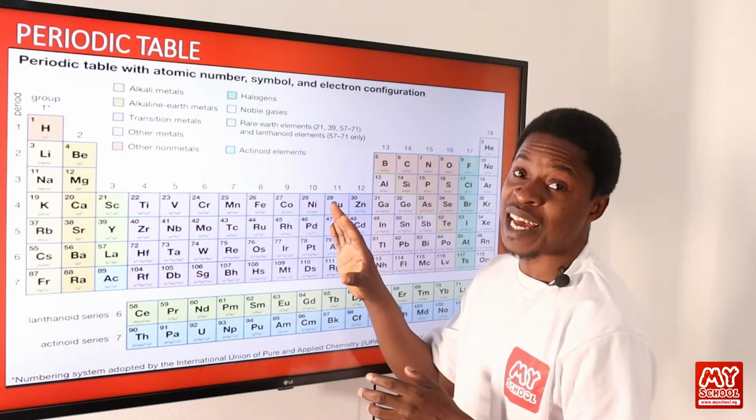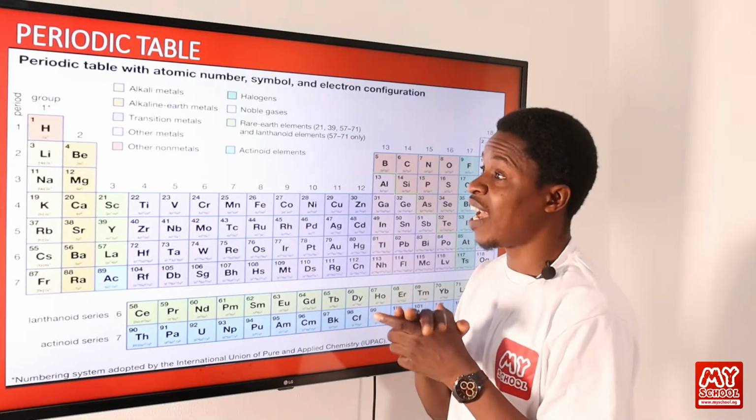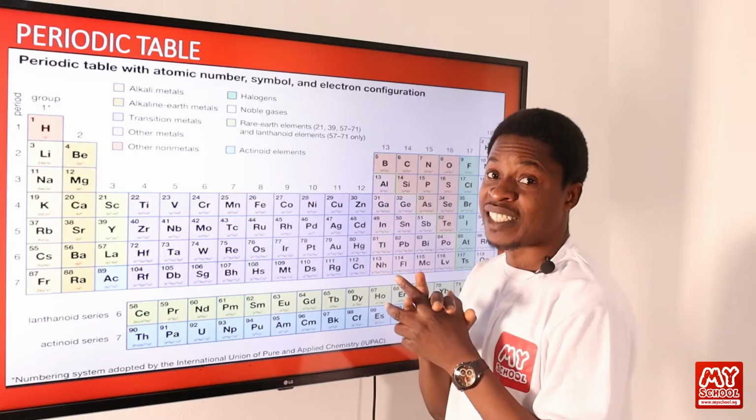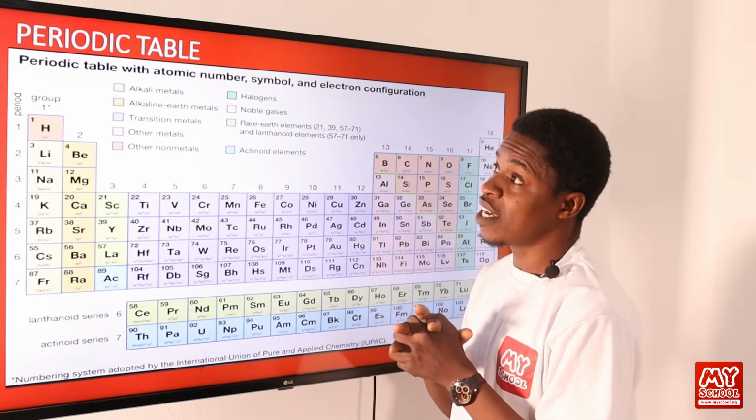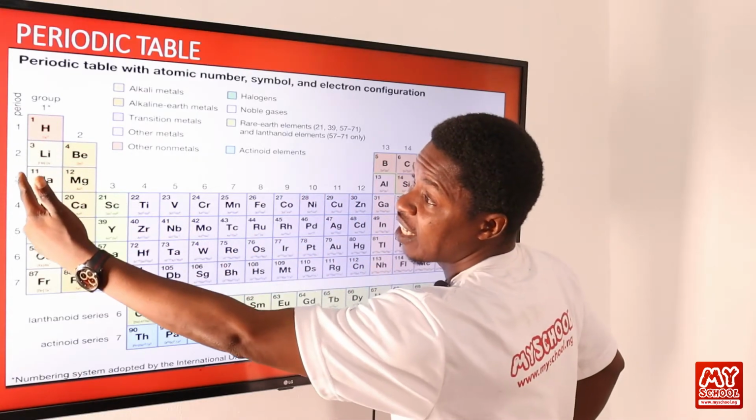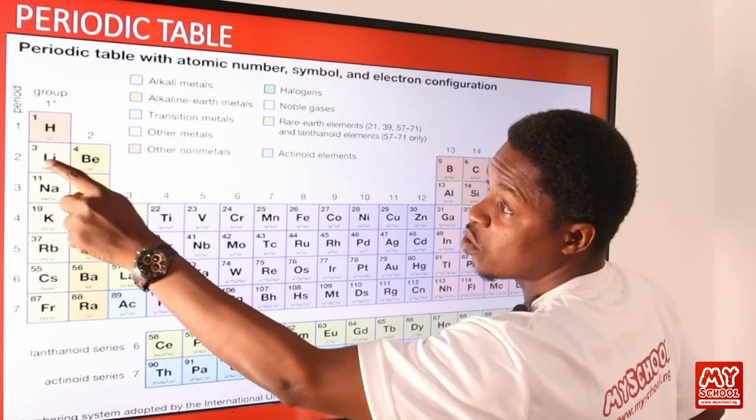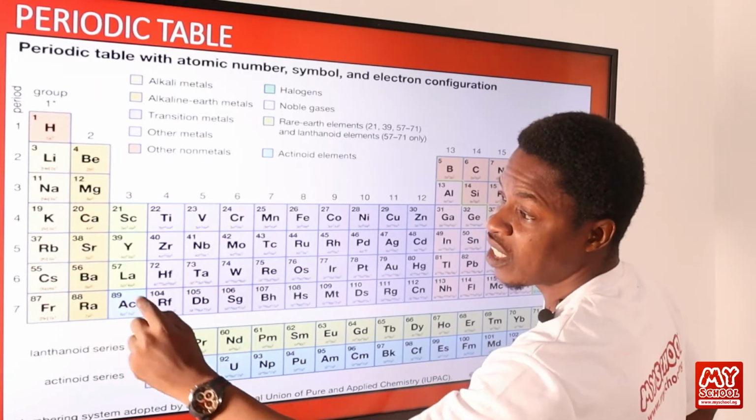This is an example of how a periodic table looks like. If you check different textbooks or online, you see different forms in which the periodic table could appear. But let's just look at this. You can see we have periods here. This is period 1, period 2, period 3. They are always horizontal. Period 4, 5, 6, and 7.